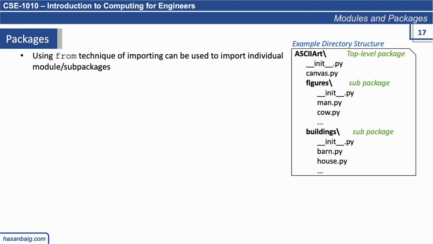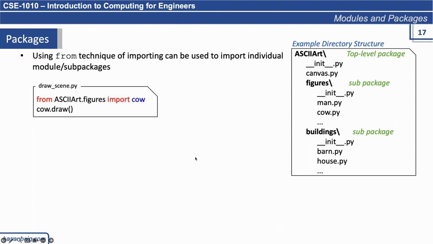We can use the from technique also. Import can be used to import individual modules or subpackages. So what I can do is exactly what you were asking, John. From skart, the main outermost directory, dot figures. So we have accessed the skart.figures directory, and from figures I can import cow or man.py, whatever. I can also import multiple modules separated by commas here. And once I have imported this, I can simply write cow.draw. Okay?